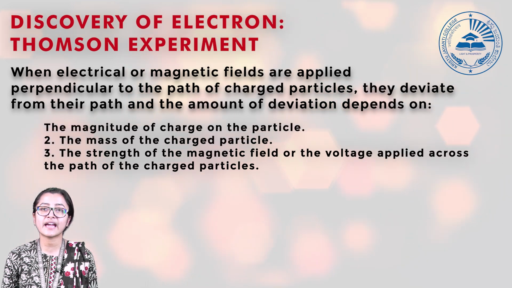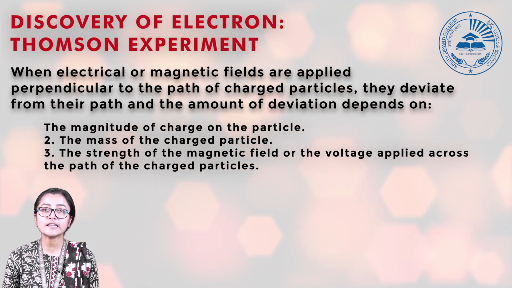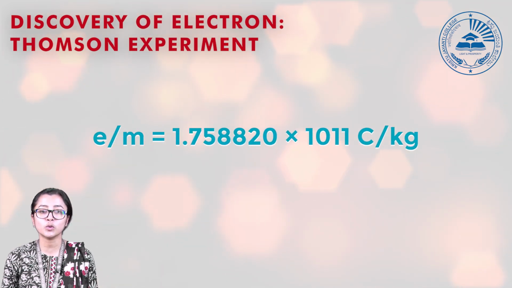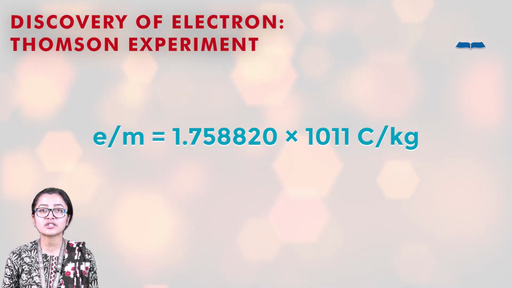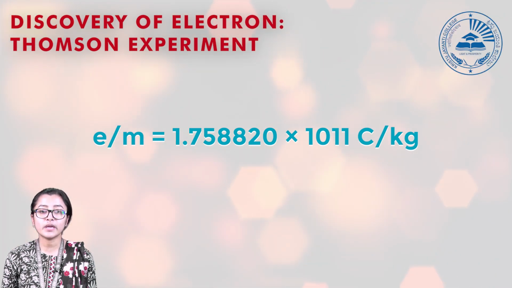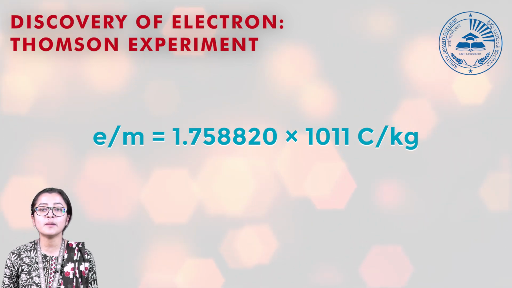From here, he derived the charge to mass ratio of the electron through the formula e/m, where e is the magnitude of the charge of the electron in coulombs and m is the mass of the electron in kgs, which he calculated to be 1.75 × 10^11 coulomb per kg.